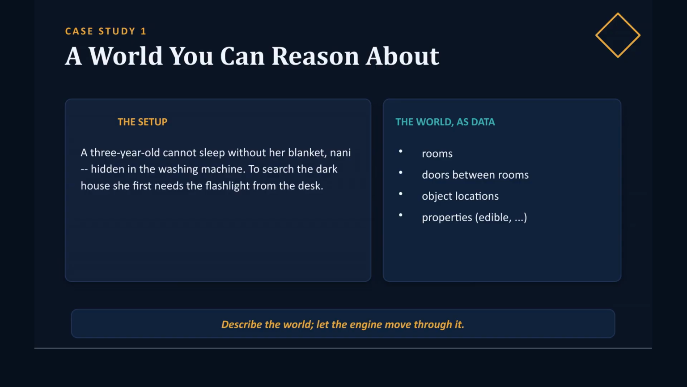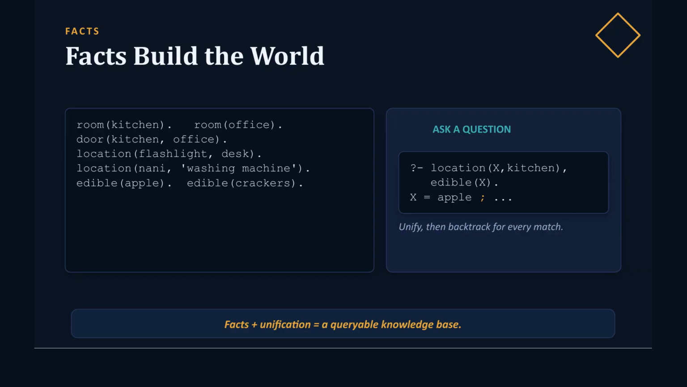Here is our first system, straight from a classic example. A 3-year-old wants to sleep, but she cannot settle without her blanket, called Nanny. The blanket is hidden in the washing machine, and to search the dark house she needs a flashlight from the desk. This is a little world of rooms, doors, and objects. Our job is to describe that world in Prolog, and then let the engine reason about how to move through it.